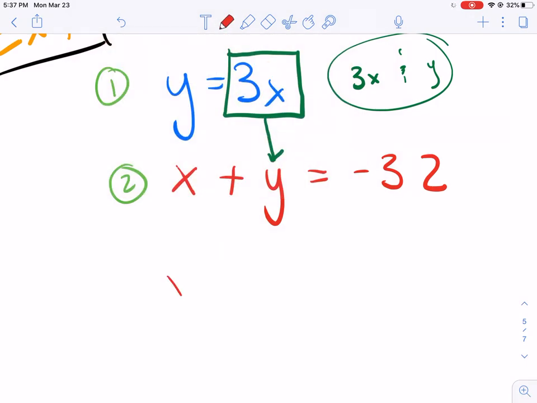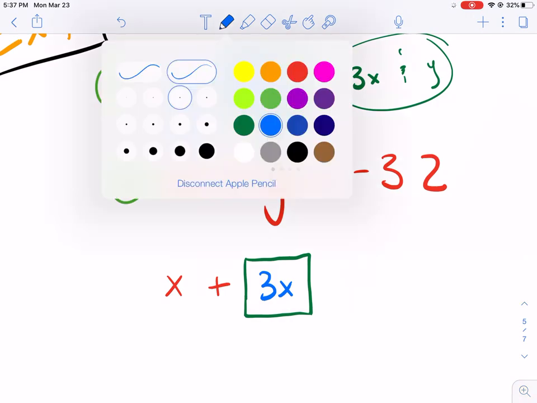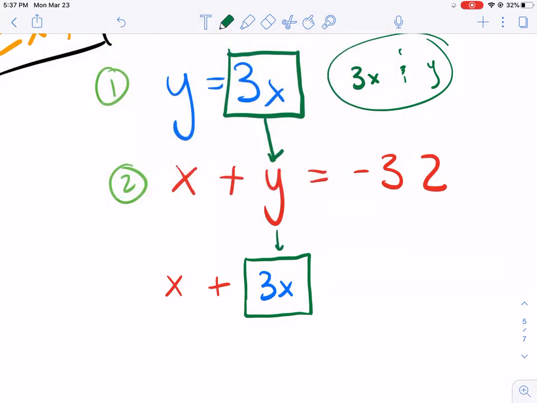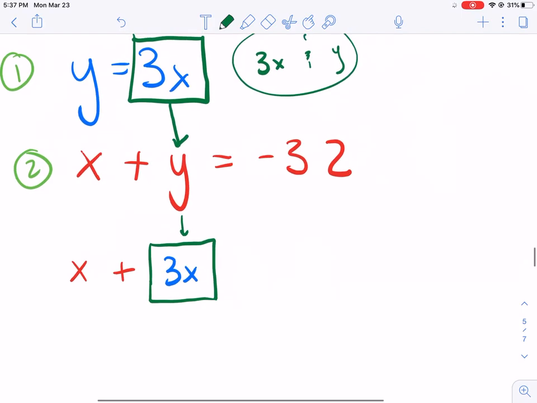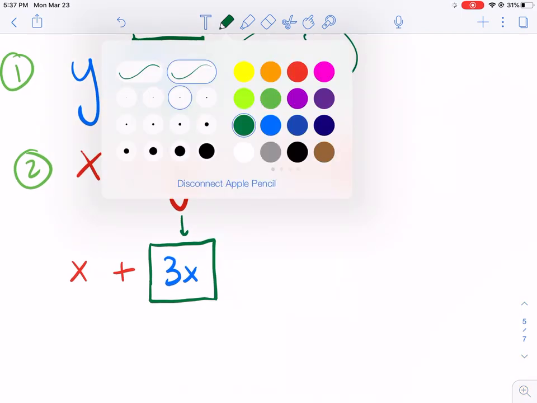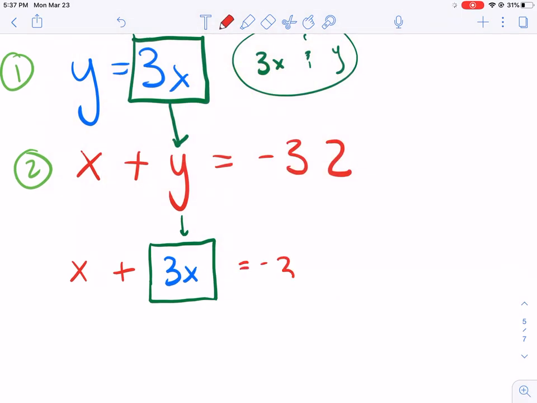So let me show you what that looks like. We have x plus, and now instead of writing y, I'm going to show you my box. Okay, my green box here. And I put in 3x. Y is the same thing as 3x, so I can replace y with 3x: x plus 3x equals negative 32.